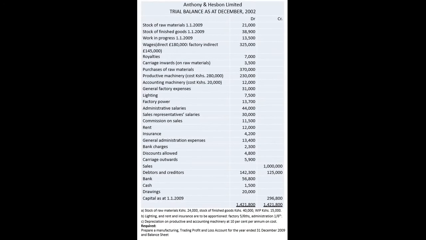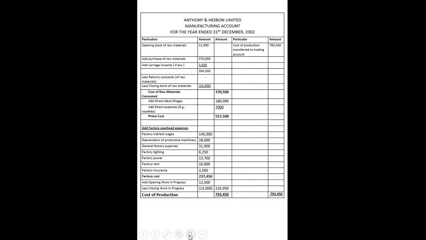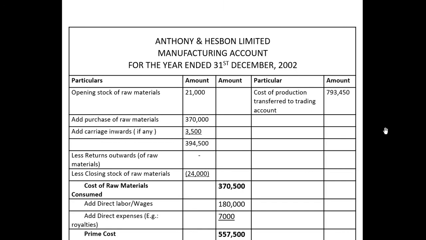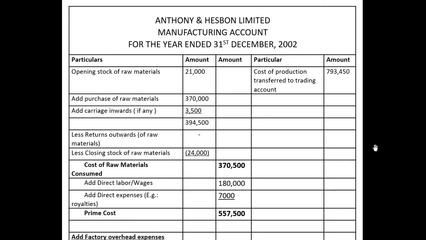We first start with the opening stock of raw materials, which amounts to 21,000. We add purchase of raw material amounting to 370,000. We add carriage inward 3,500. We less return outward. In this case, we were never given any. We less closing stock of raw material amounting to 24,000. We get cost of raw material consumed or used, which amounts to 370,500.